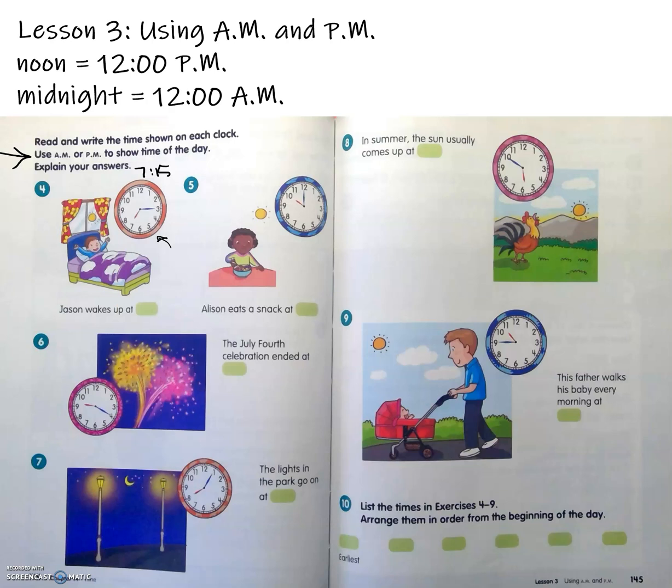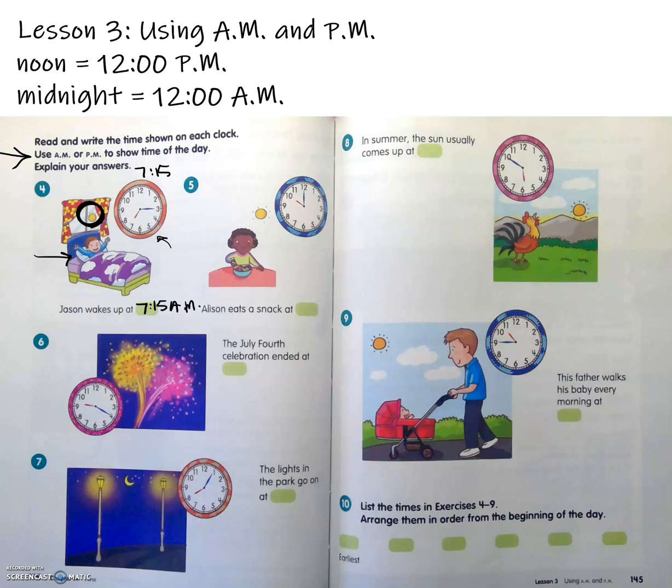Now we need to find out if it's 7:15 in the morning, AM, or 7:15 in the afternoon, PM. Jason wakes up at blank. Well, when do you normally wake up? Is the sun in the sky? Is it morning? Is it afternoon? Personally, I think it should be the morning when you wake up, and it should be 7:15 a.m.